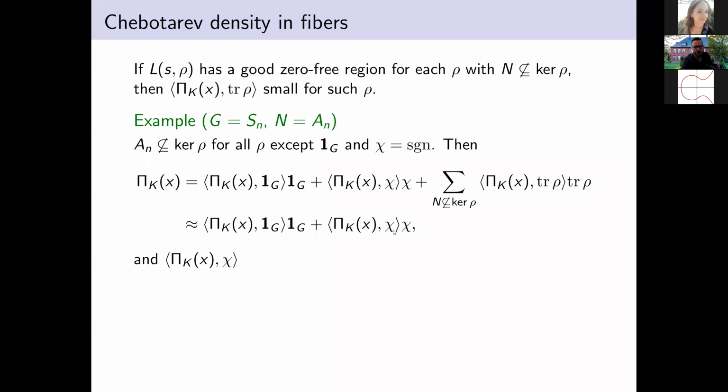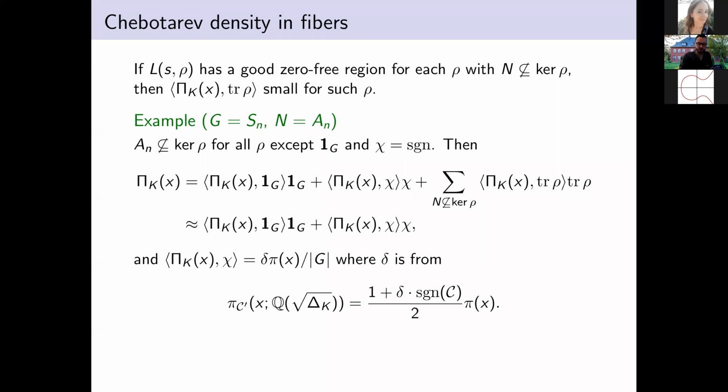Right? This weird inner product, I claim, has actually appeared earlier on in this talk. It's this delta times pi x over g, just some normalizing factors, where delta is exactly the delta that's controlling the distribution of primes in this quadratic subfield. Okay. So this is essentially the strategy for Sn. This works in the more general setup, assuming the Artin conjecture.